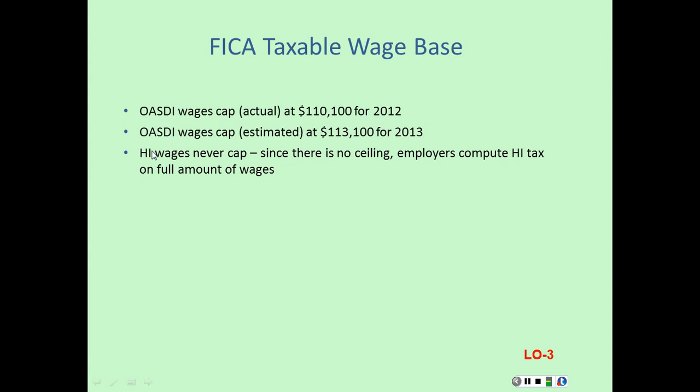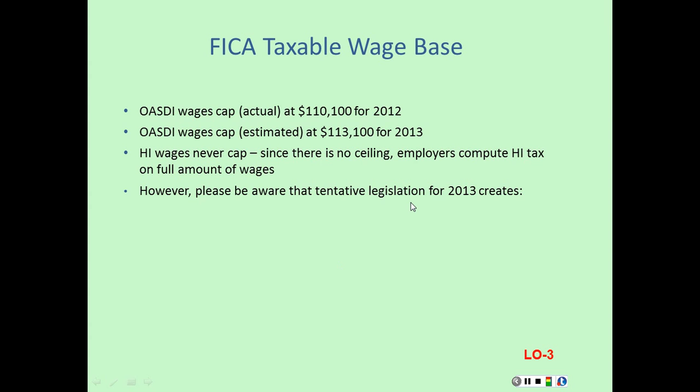Medicare, which we call HI, health insurance, Medicare wages tax is 1.45% for the employee and 1.45% for the employer, and has no cap, ever, no ceiling. So you compute the tax on all of the earnings, all of the wages that are subject to FICA.